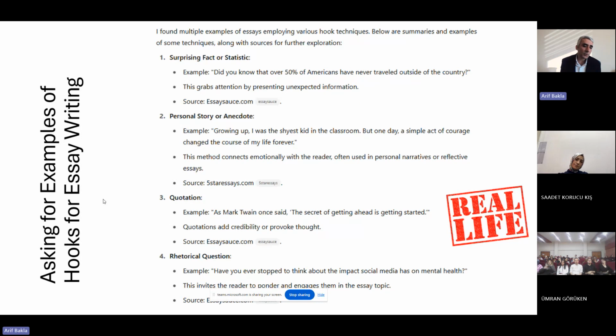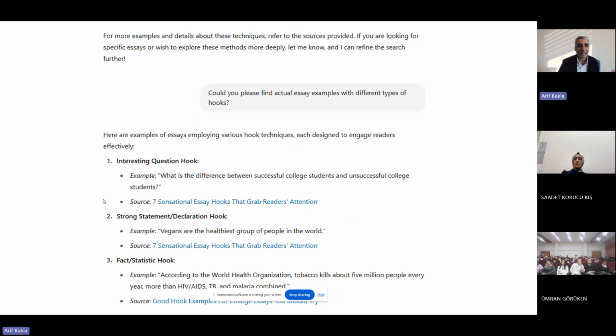Yeah, asking examples of hooks for essay writing. In this example, I asked ChatGPT to give me essay examples, but it failed basically. It just gave me some hallucinations because when I checked the links, I didn't find the essays. Be careful about this. Could you please find actual essay examples? I was a little bit persistent.